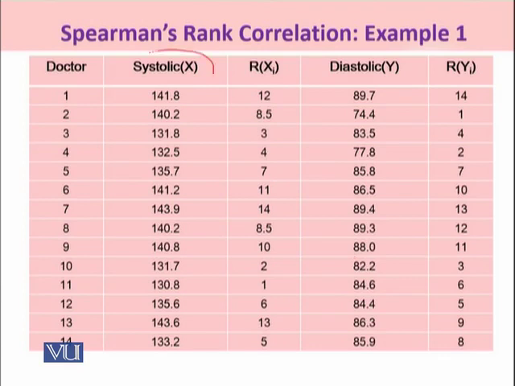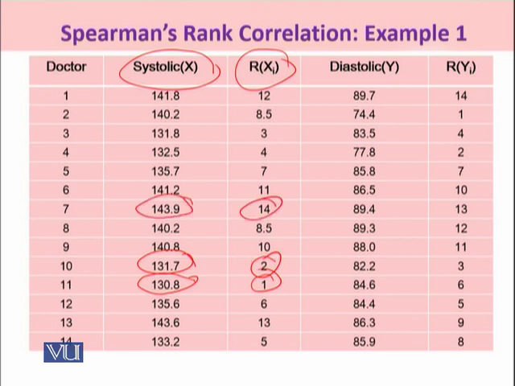The systolic blood pressure readings are being given to us. First, you will rank them from smallest to the largest. As you can see, the minimum systolic blood pressure reading was 130.8. We have ranked it as 1. Then the next reading was 131.7. We have ranked it as 2. And finally, we have ranked the maximum reading, 143.9, as 14.